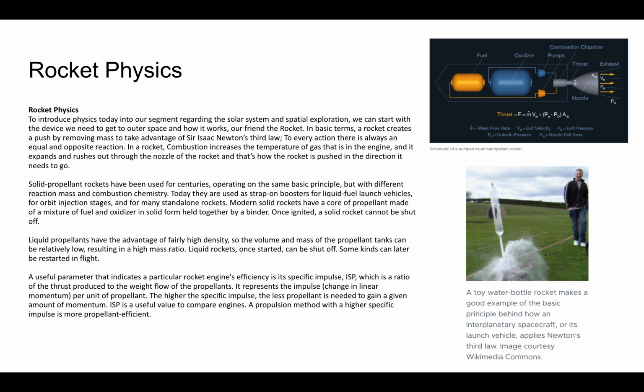A useful parameter that indicates a particular rocket engine's efficiency is its specific impulse, ISP, which is a ratio of the thrust produced to the weight flow of the propellants. It represents the impulse, or change in linear momentum, per unit of propellant. The higher the specific impulse, the less propellant is needed to gain a given amount of momentum. ISP is a useful value to compare engines. A propulsion method with a higher specific impulse is more propellant efficient.